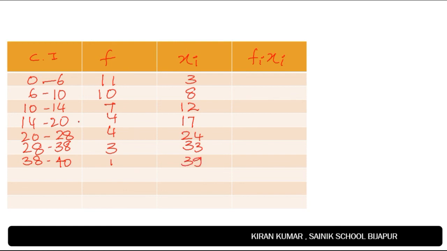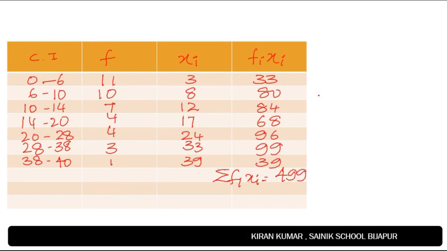Here we are not following the deviation and step deviation methods because the class size is not the same. So we'll follow the direct method, Fi Xi. We'll find it out. It is 33, 80, 84, 68, 96, 99 and 39, and the sum sigma Fi Xi will be 499. So the mean is obtained by sigma fi xi divided by sigma fi.